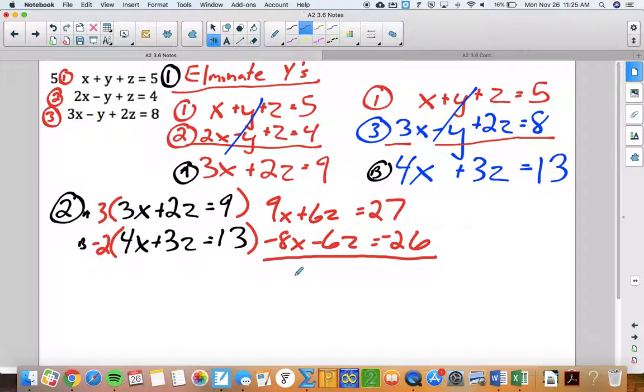So notice the z's will cancel out. So I can figure out here that x, because 9x plus negative 8x is x, equals 1. Awesome. X equals 1.